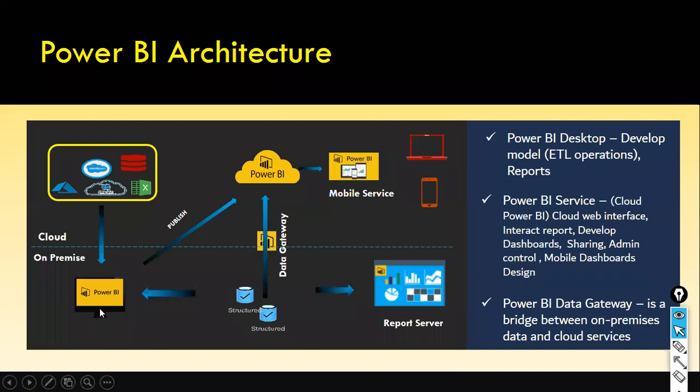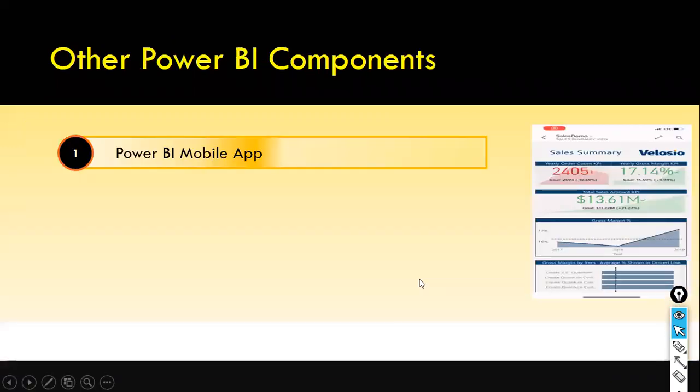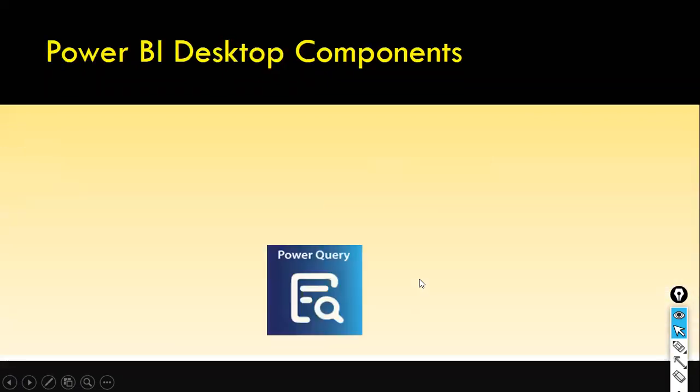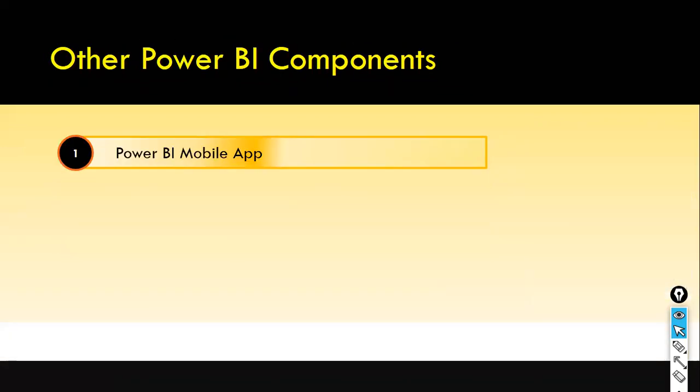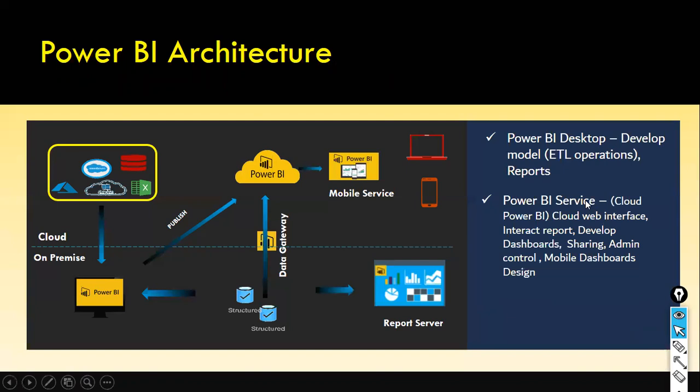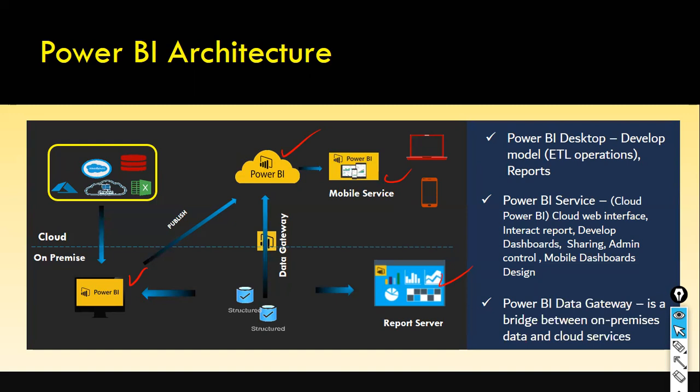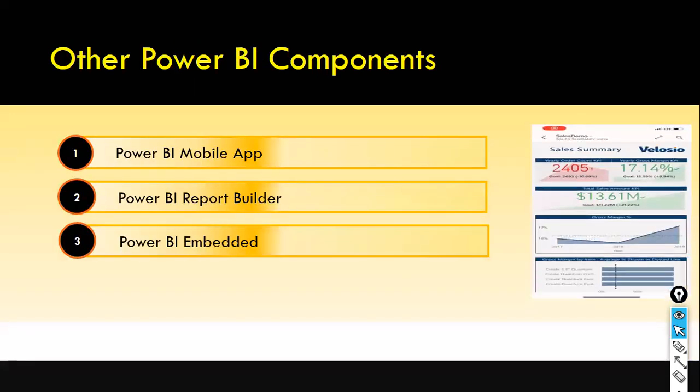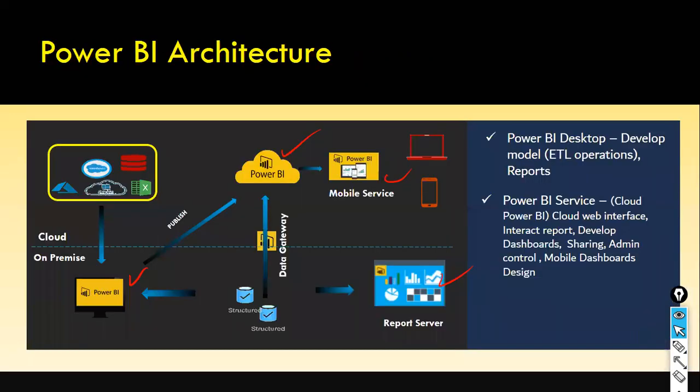Except Power BI desktop and mobile server, the rest of them are licensed ones. Okay. Next, we will narrow down and understand. So far we got a big idea about what components are involved. One is the Power BI desktop, Power BI cloud service, mobile service, report server, and then you have the report builder and embedded. These are the components that are available as part of Power BI architecture.